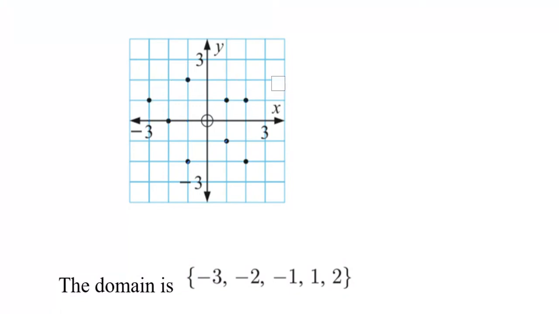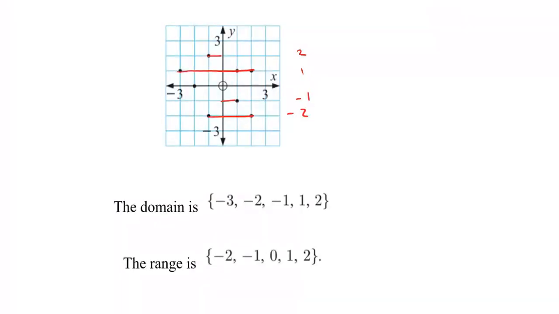Now let's think about those corresponding y values when we think about the range. So what y values have we got? Well, let's draw some lines to help us to understand. So we've got a -2, we've got a -1, we've got a 1, and we've got a 2 as y coordinates. Oh, and I missed one, didn't I? Okay, I've got this 0 as well because of that point there. So we can see the range is -2, -1, 0, 1, and 2.